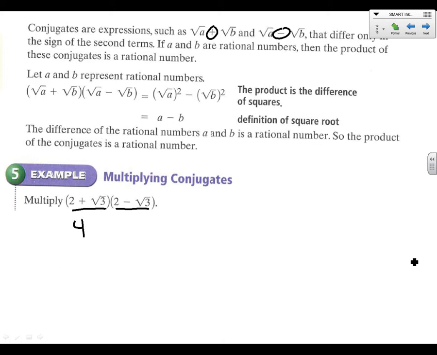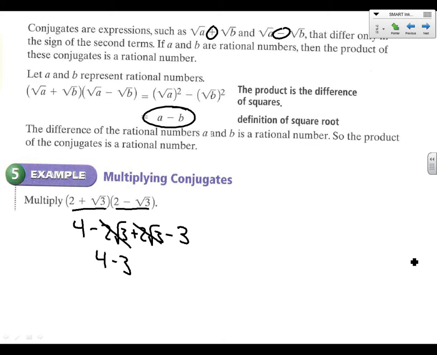First, outside, inside, last. Root 3 times root 3 is just going to turn into 3. Look at what happens. They cancel. It's 4 minus 3. This is our shortcut here.